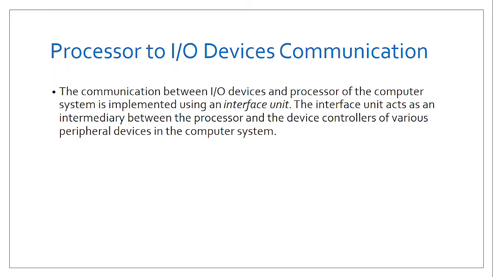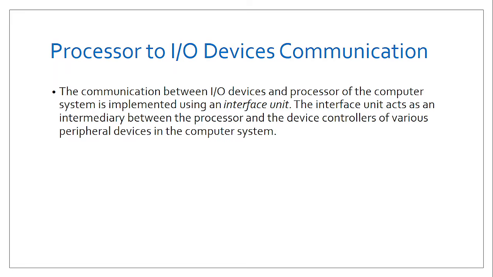We also have communication between the processor and the input-output devices, right? This happens through the implementation of an interface unit. The processor needs to know the kind of instruction that it is processing. Is it from the keyboard? Is it from the mouse? And what kind of resources are these particular I/O devices using?